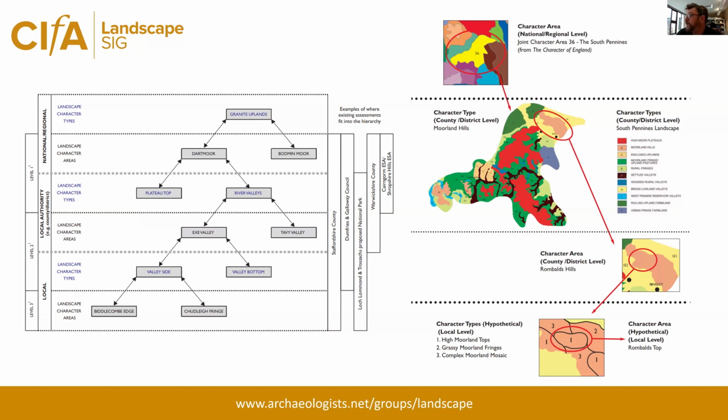So the example here is the South Pennines National Character Area. And that character area has got a geographic name, so it's geographically specific, breaks down into several landscape character types, such as high moorland plateaus and moorland hills. Those moorland hills, as a landscape type, can get broken down into local landscape character areas, and those again can be broken down into local, very detailed landscape character types. And that hierarchy is established across the country, although it's not quite seamless across different local authority boundaries.